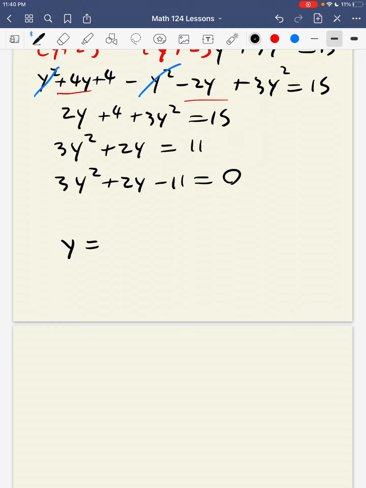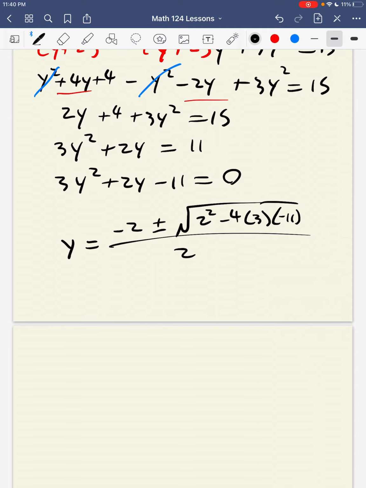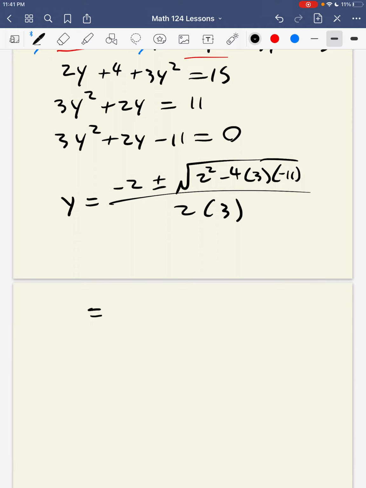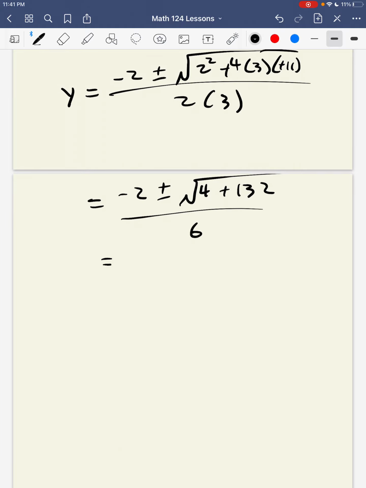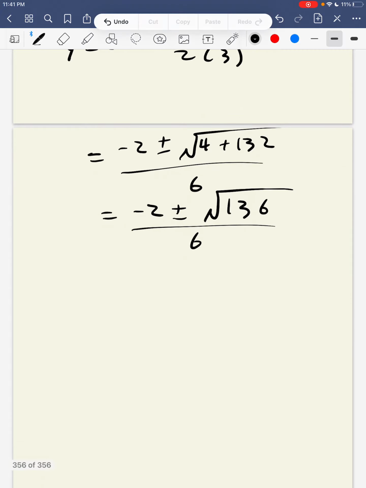Now we could use the quadratic formula to get y equals -2 plus or minus square root 2 squared minus 4 times 3 times -11 all over 2 times 3. So that is -2 plus or minus the square root of 4, and then we have a double negative, so that will be plus 132 all over 6. Okay, so -2 plus or minus the square root of 136 all over 6.